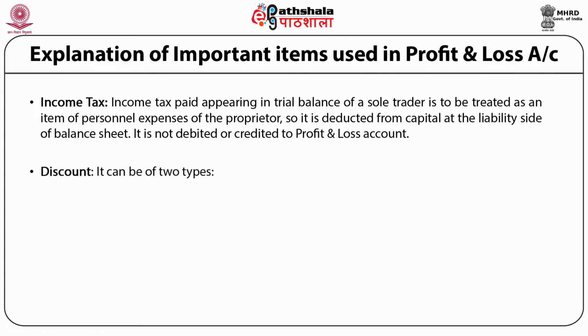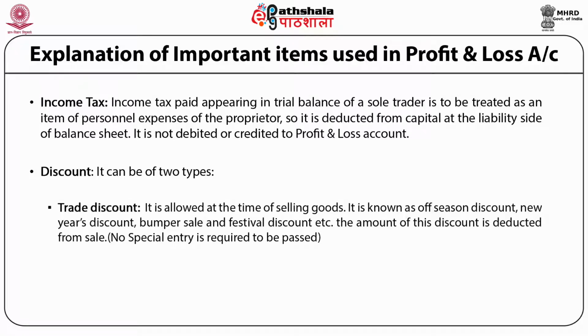Now, discount. Discount can be of two types: one is trade discount and the second is cash discount. Trade discount is allowed at the time of selling goods. It is also known as off-season discount, New Year's discount, bumper sale festival discount. The amount of this discount is deducted from sales and no separate entry is required to be passed for this type of discount.